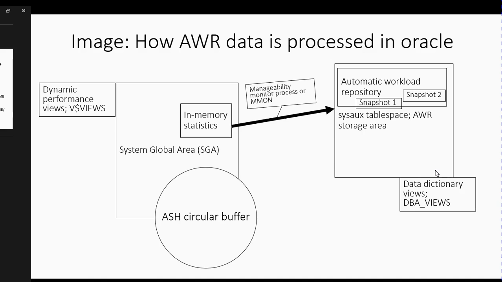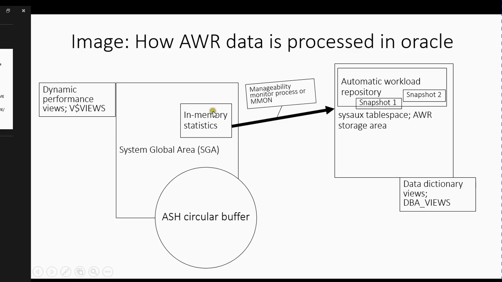This is an image of how AWR is processed inside of Oracle. Here you have the SGA. Inside the SGA, you have the ASH circular buffer. I'm going to cover what the ASH circular buffer is in the next few slides. Also keep in mind, this is where you have your dynamic performance views, so you're able to query these on the go.